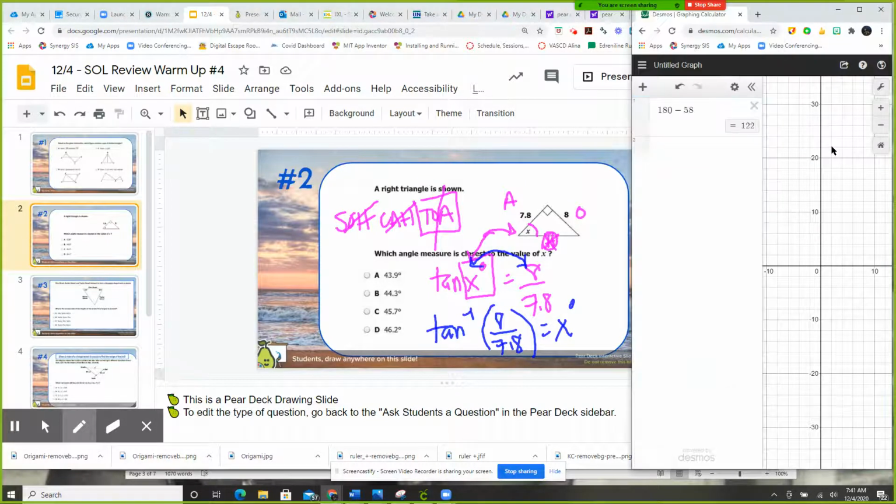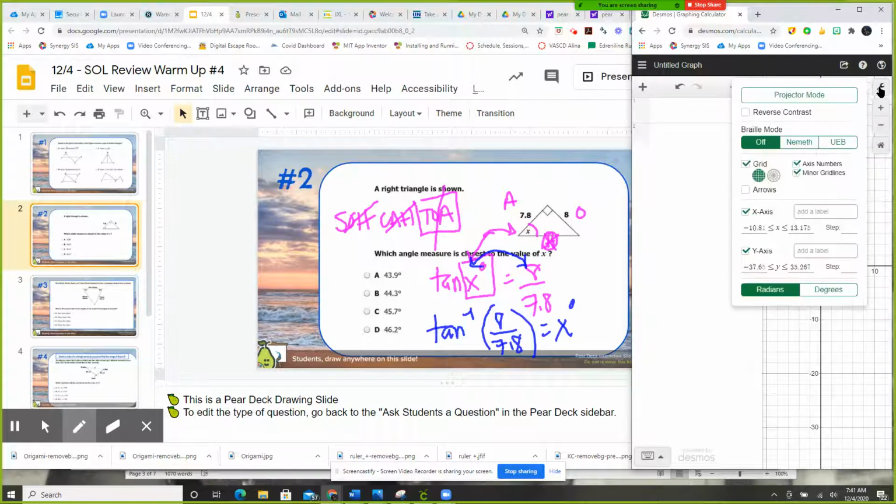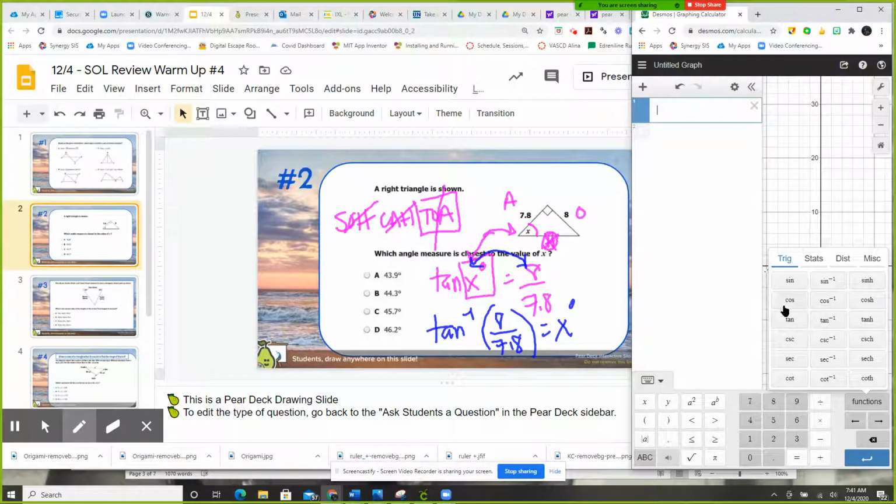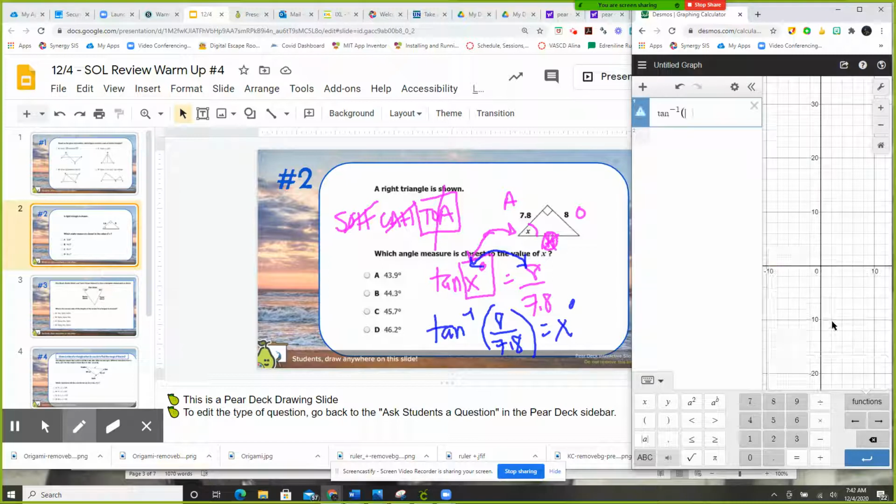That's called inverse. So then we come over here to our Desmos. We've got to make sure it's in what mode? Degree mode. So we're going to make sure it's in degree mode. We can go to our little keypad and go to functions. Remember, in geometry, we live in these 6 functions right here. We don't worry about any of the other 12. We don't need those until we get to Algebra 2 trig. So we're going to click on tangent -1, inverse tangent, and then just do 8 divided by 7.8. As long as I'm in degree mode under that wrench, that's going to be my answer, 45.7.